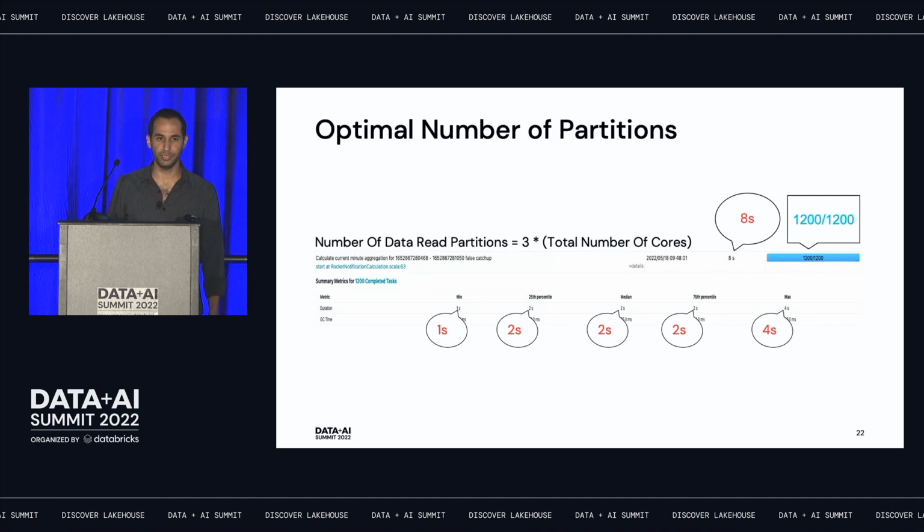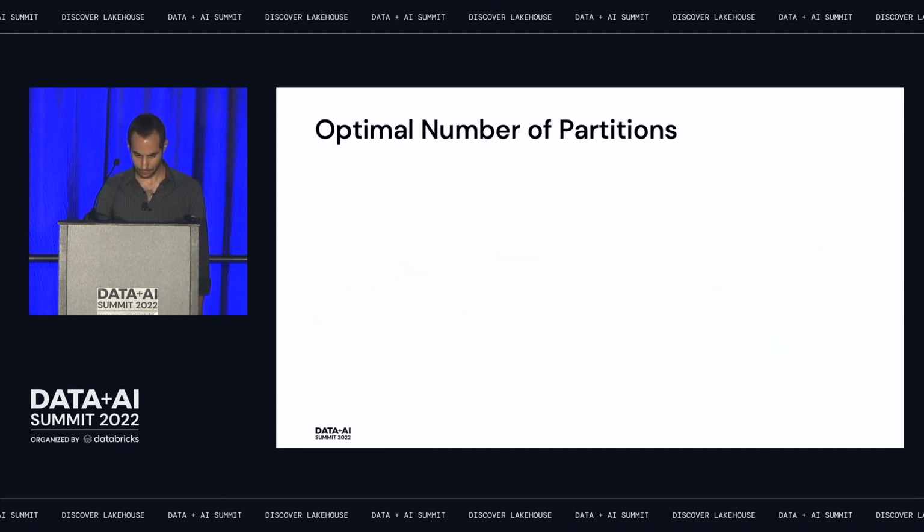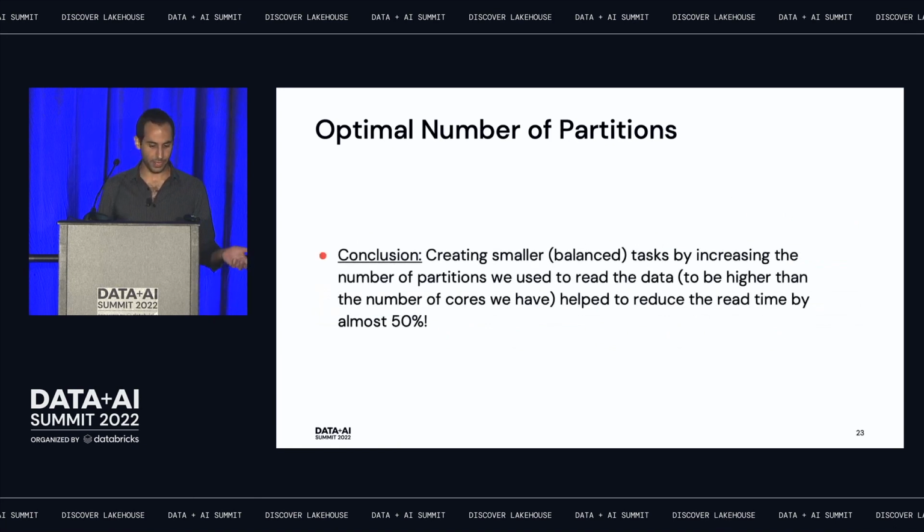Following our success, we decided to increase the number of partitions even further to 1,200. In that case, although the total task time was better compared to the previous step, the total read time was a bit higher, and that's because of the overhead of scheduling more tasks. To sum it up, creating smaller balanced tasks by increasing the number of partitions to be 2 times the number of cores we have in our application helped to reduce the read time by almost 50%.